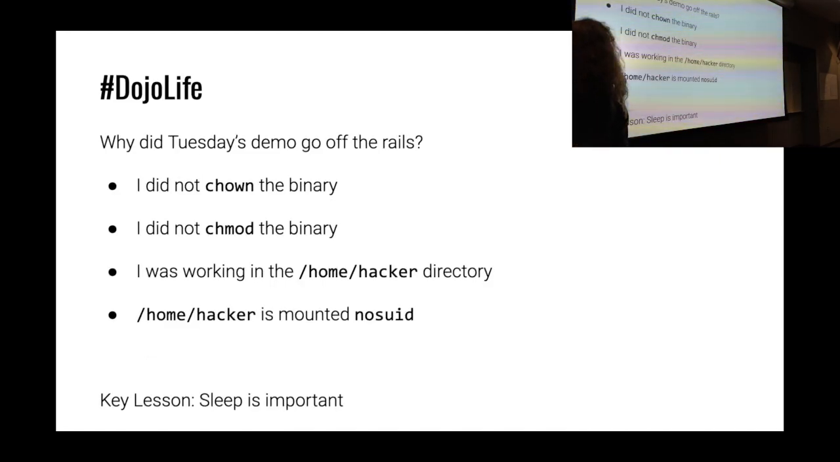Tuesday's demo kind of went off the rails, and some people asked me outside of class, hey, what happened? I didn't rewatch it, but earlier this morning while I was eating my breakfast, I had an epiphany as to why the demo went off the rails. I had half of the story right. This is the full story. I did not chown the binary to be owned by root, and I did not chmod it to make it set UID, so the binary wasn't running as root.